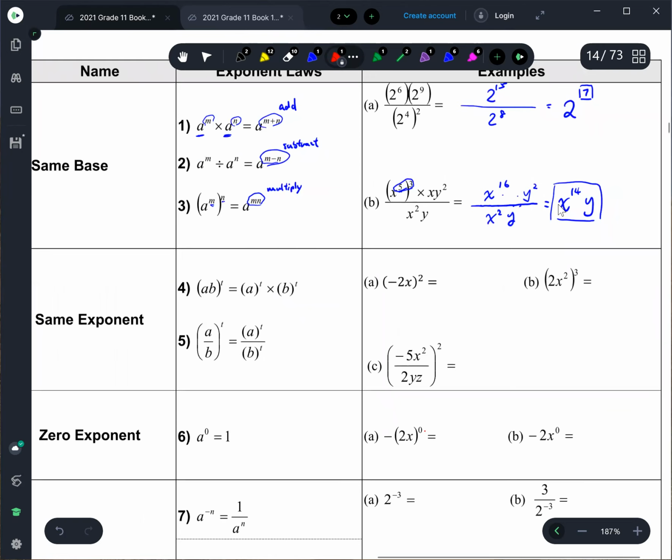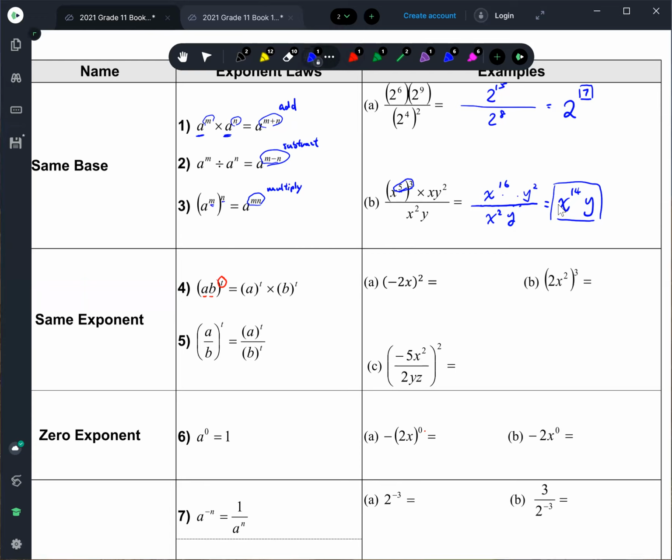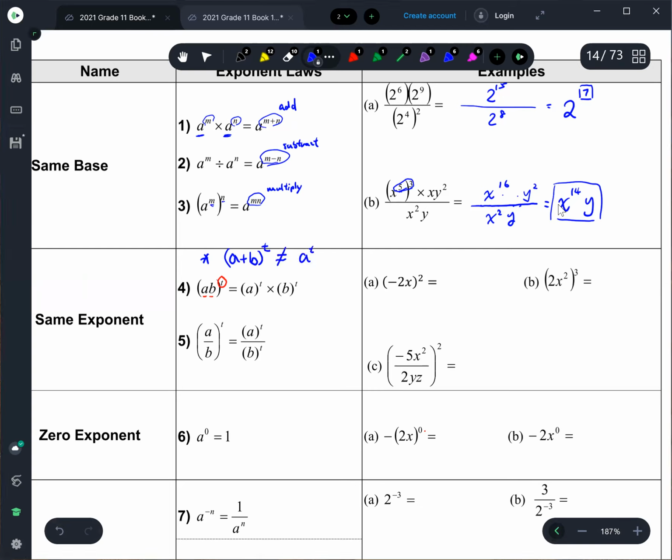So now you look at number 4. You've got A and B, both inside the brackets, and they share the same exponent. So for multiplying on the inside, you can share the exponent in. Remember, make a note here on the top: if it's A plus B, if it's adding on the inside, you cannot share in the exponent.